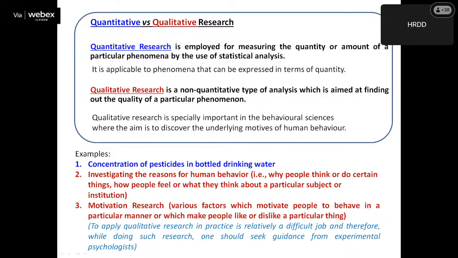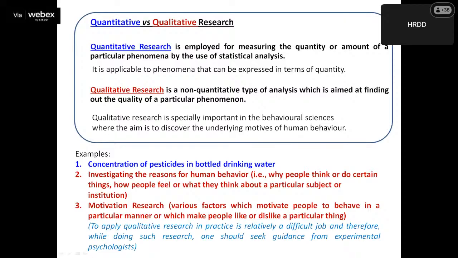I don't know whether you have heard of Daniel Goleman or not. You know the experiments? Okay, I will tell you one day. There is a lot of research going on in positive psychology, on how to improve the psychology of people, how people behave positively instead of negatively. They do it with the help of human behavior or human response to certain stimuli. They create an environment, do an experiment, and investigate the reasons for human behavior. That comes under psychology: why people think or do certain things, how people feel or what they think about a particular subject or institution.